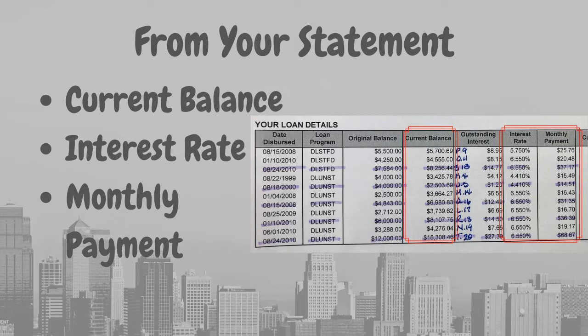Okay, from your monthly statement, you want to look at your current balance, your interest rate, and your monthly payments. These three columns are what you're going to need as inputs for the student loan interest calculator. So you want to have that on hand. You also want to have some way of designating what each loan is.